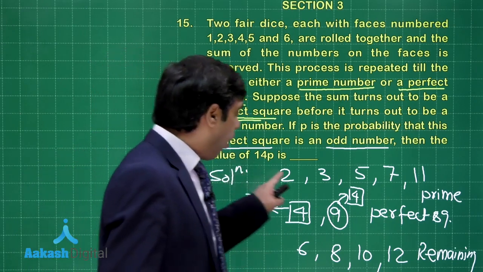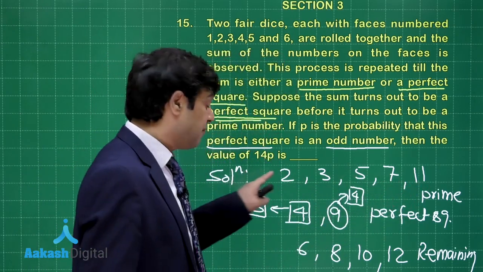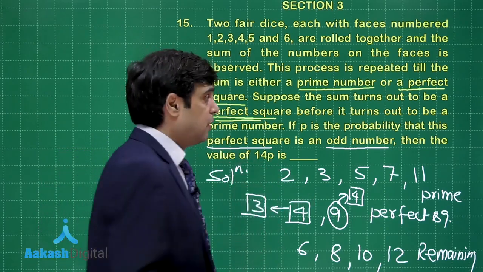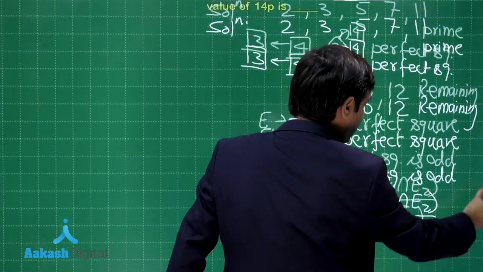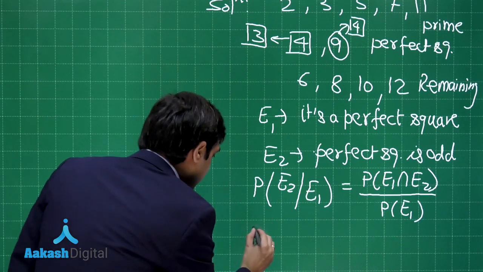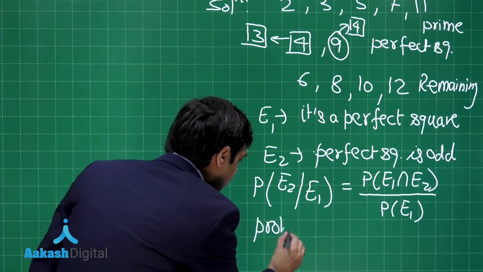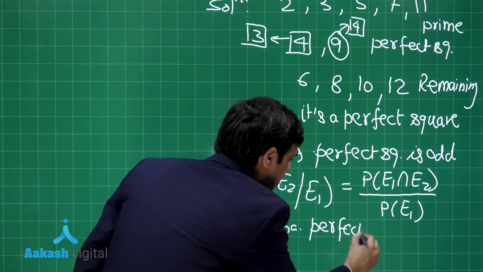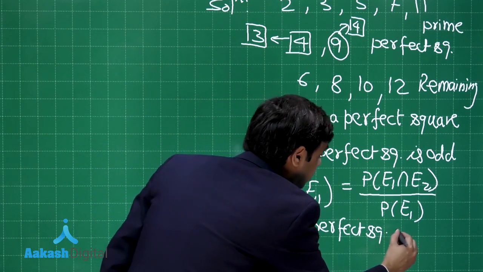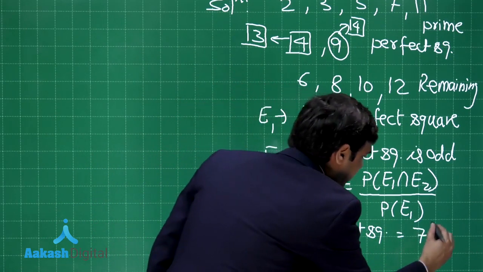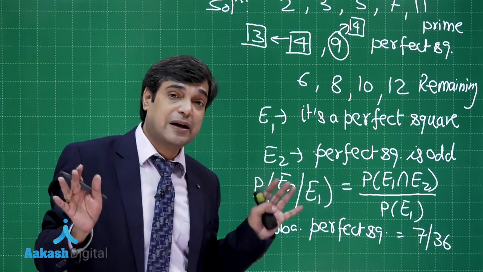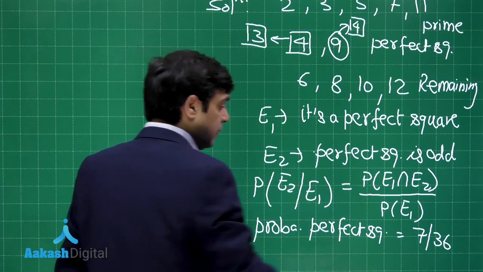Next, odd numbers. We need to figure out every term. Total for perfect square it is 7. Correct? So probability of getting a perfect square in one throw is 7 by 36. It's in one throw because the question is saying it is repeated till it is stopped.